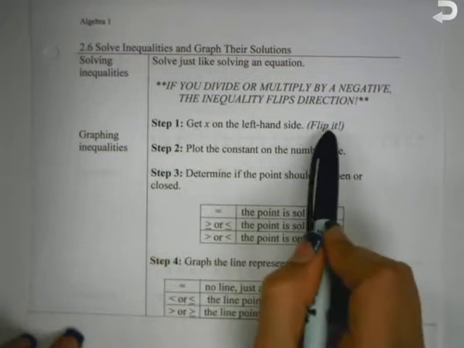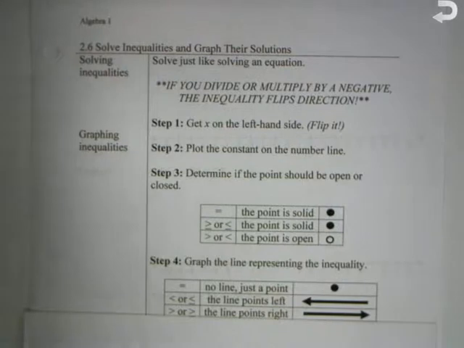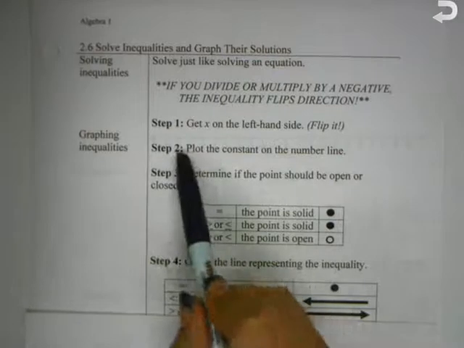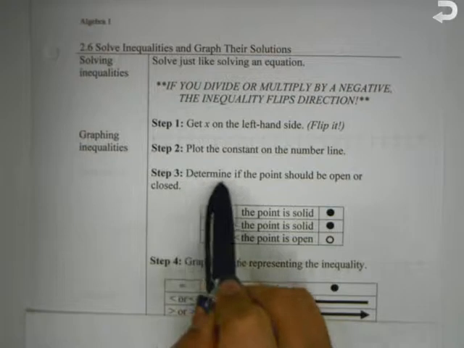If x ever ends up on the right-hand side, you can just flip the whole thing like you're looking in a mirror. So you can flip it so that x is on the left, but you also need to flip the sign at that point. And we'll do a couple examples like that. Then you're going to plot the constant on the number line. And you need to determine if the point should be open or closed.